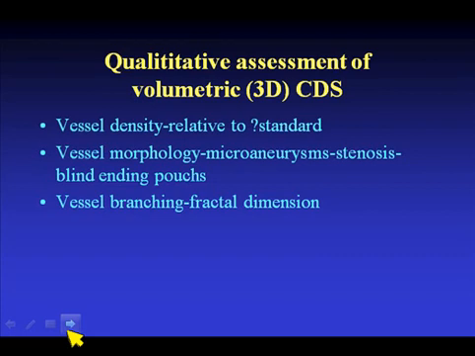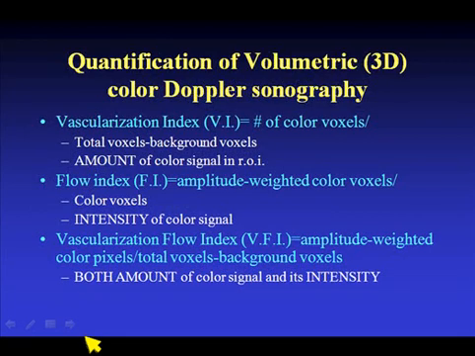We can also, with 3D technique, determine vessel density and morphology because, as I said, tumors have microaneurysms, stenosis, and blind-ending pouches. And we can look at vessel branching patterns. Now, these parameters have been quantitated using the vascularization index, the flow index, which takes into account the amplitude, and a combination of the vascular flow index.